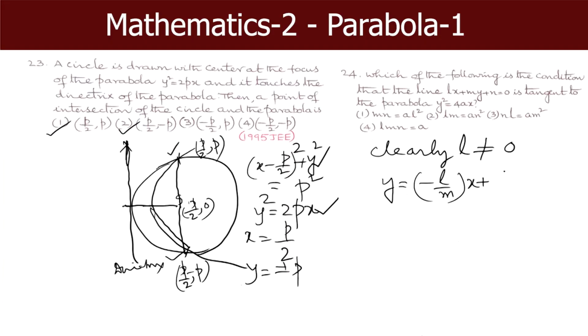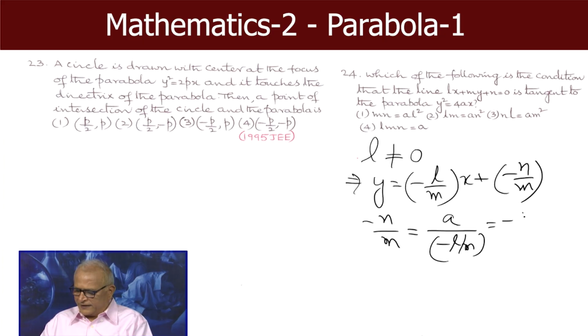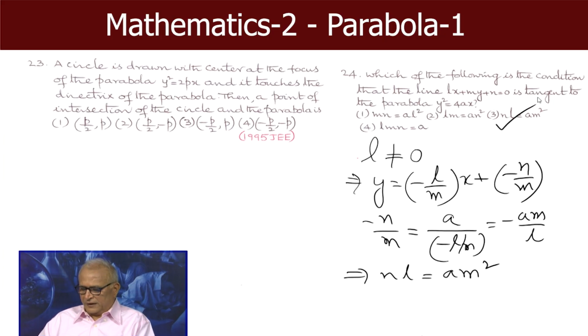Then the equation can be written as y equal to −(L/m)x plus (−n/m). This is a tangent to the parabola if −n/m equals c equals a/m, where m is −L/m. That is equal to −am/L. All this means nL equals am². nL equal to am² is the third condition. Okay, nL equal to am² is the condition for tangency.